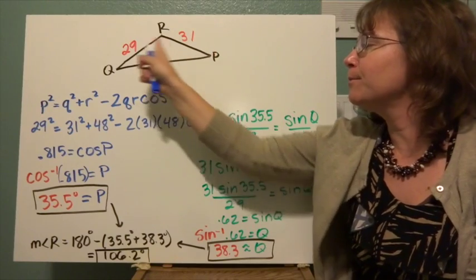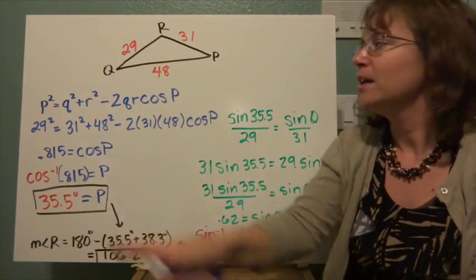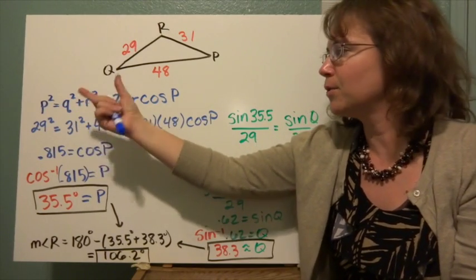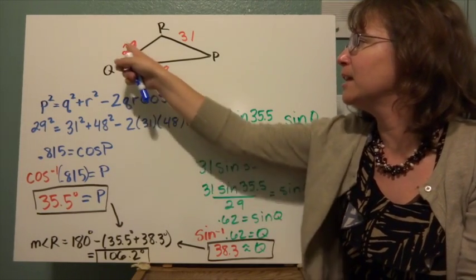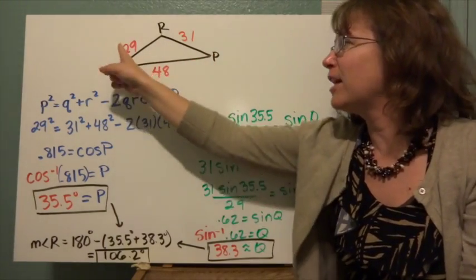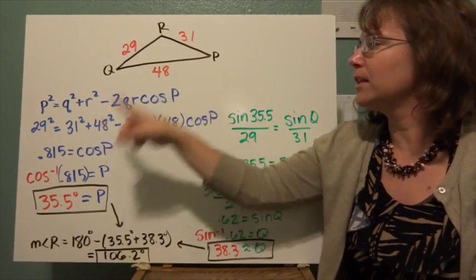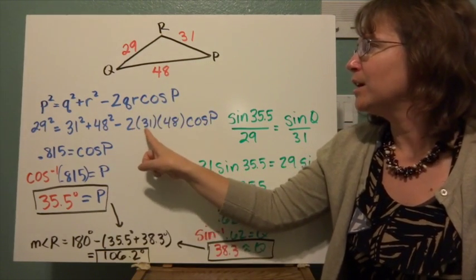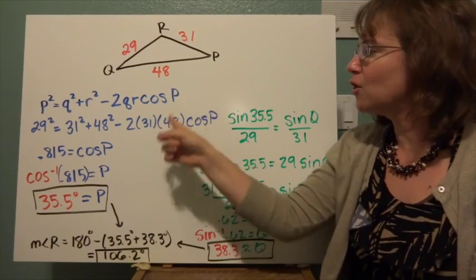So the side across from capital P, this is little p, this would be little q, and this would be little r. And so I know that p squared equals q squared plus r squared, the other two sides, and they're both squared, added together, minus 2 times q times r times the cosine of p, opposite angle of the side length. And then just substituting values in there. I have a 29 I substituted in for p, a 31 I substituted in for little q, and a 48 I substituted in for my little r, minus 2 times that QR cosine of P. And that's what I'm trying to solve for.